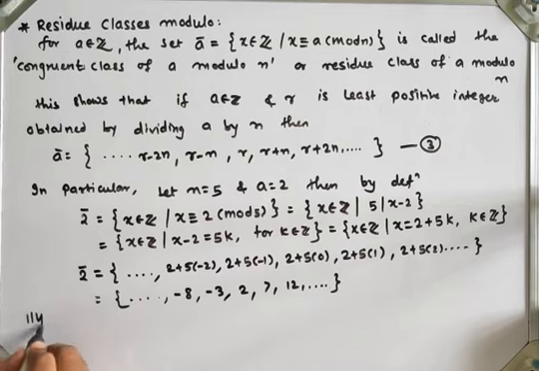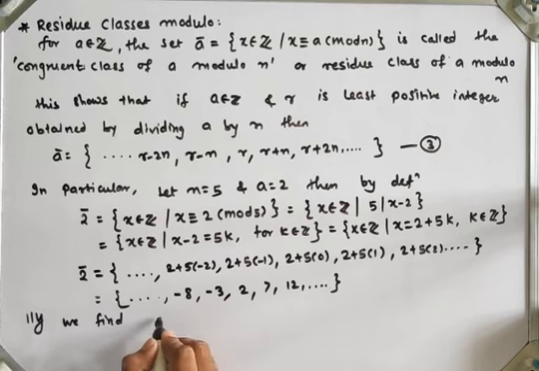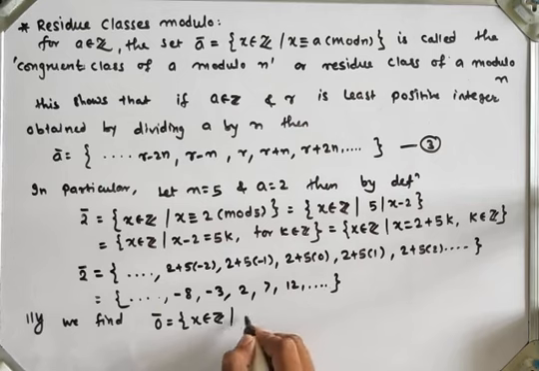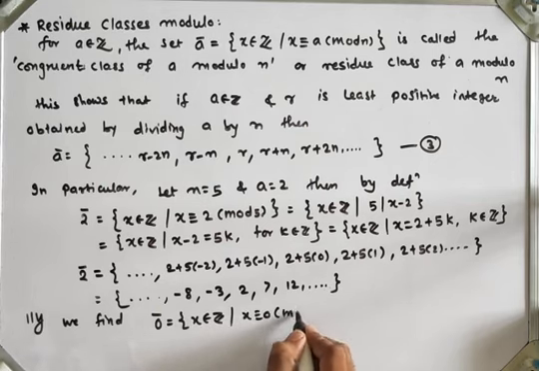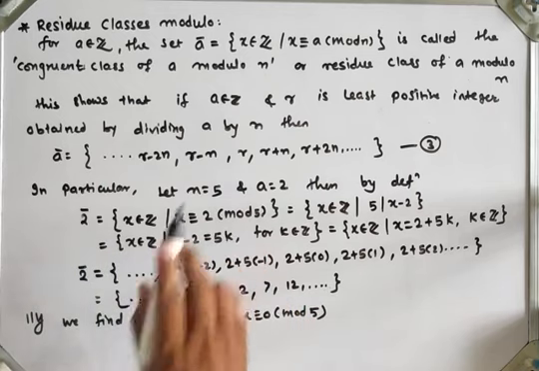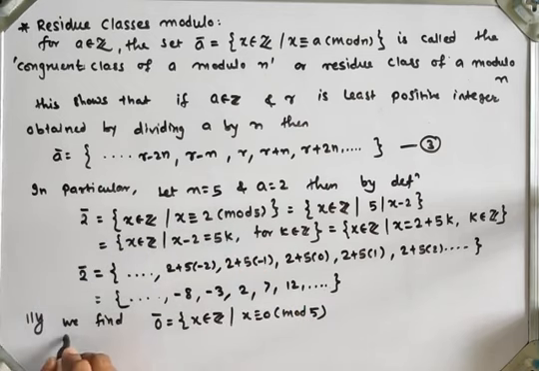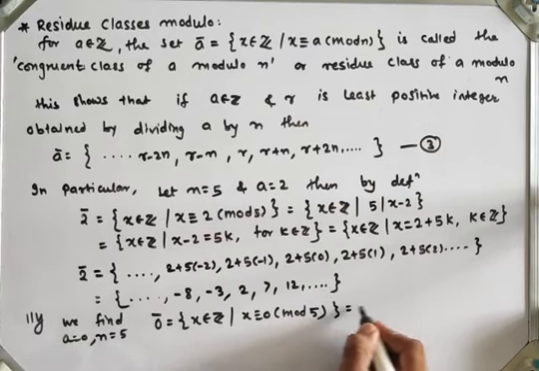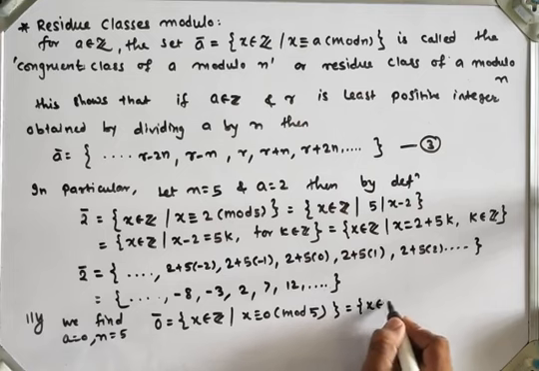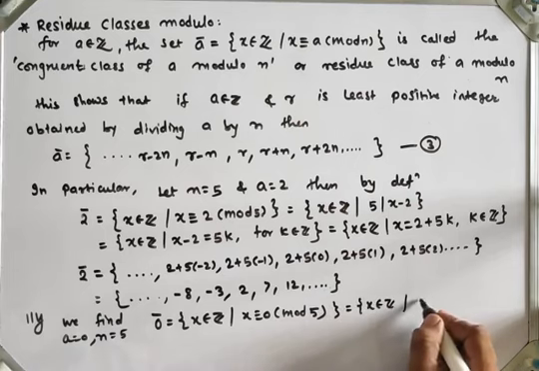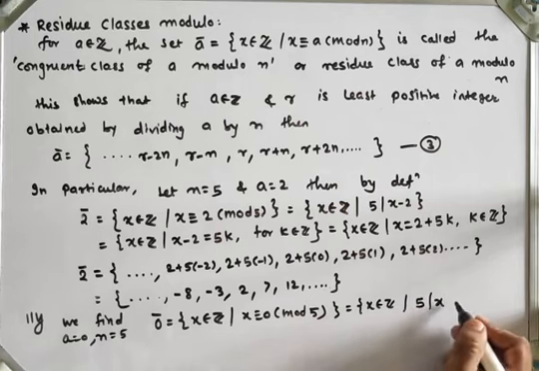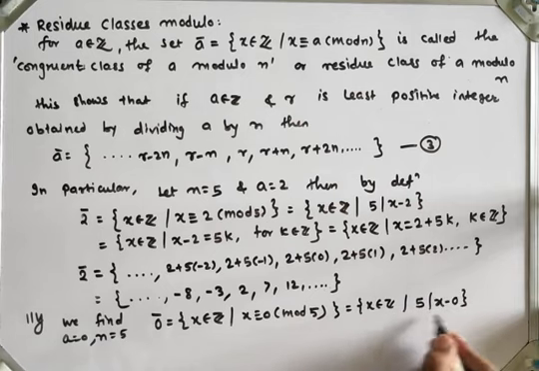Suppose similarly we find the residue class of 0, which is nothing but x belongs to the set of integers such that x is congruent to 0 modulo 5. So here a is equal to 0 and n is equal to 5. So we get this equation, x belongs to the set of integers such that 5 divides x minus 0, which means 5 divides x only.